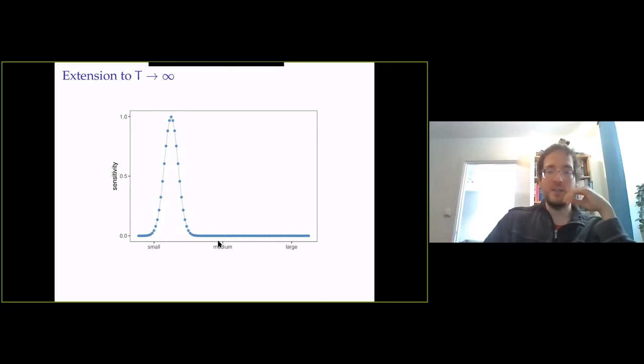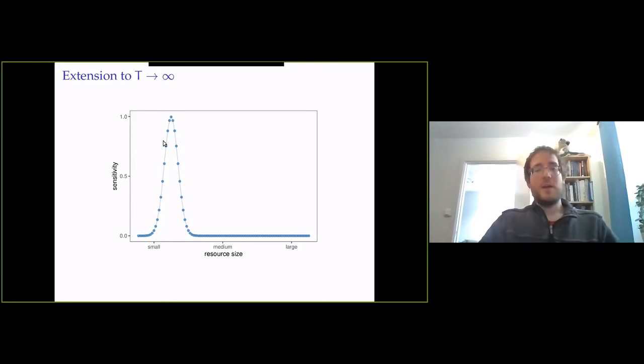Okay, what the heck does this axis actually measure? Well, if this is resource size, so we have, say, small seeds to large seeds, and this is a bird species which tends to eat smallish seeds, then all is well. This is a perfectly fine sensitivity vector.